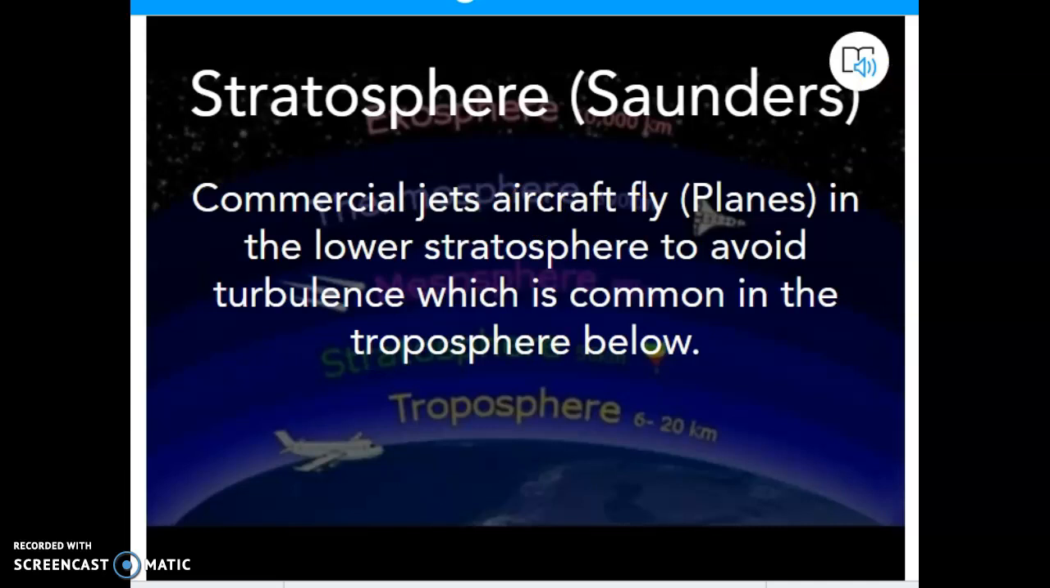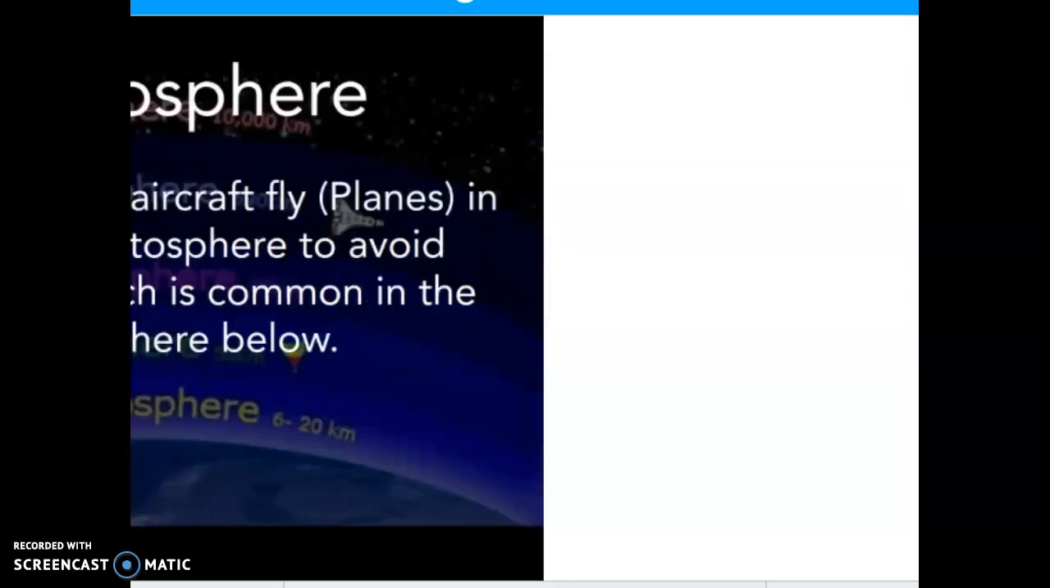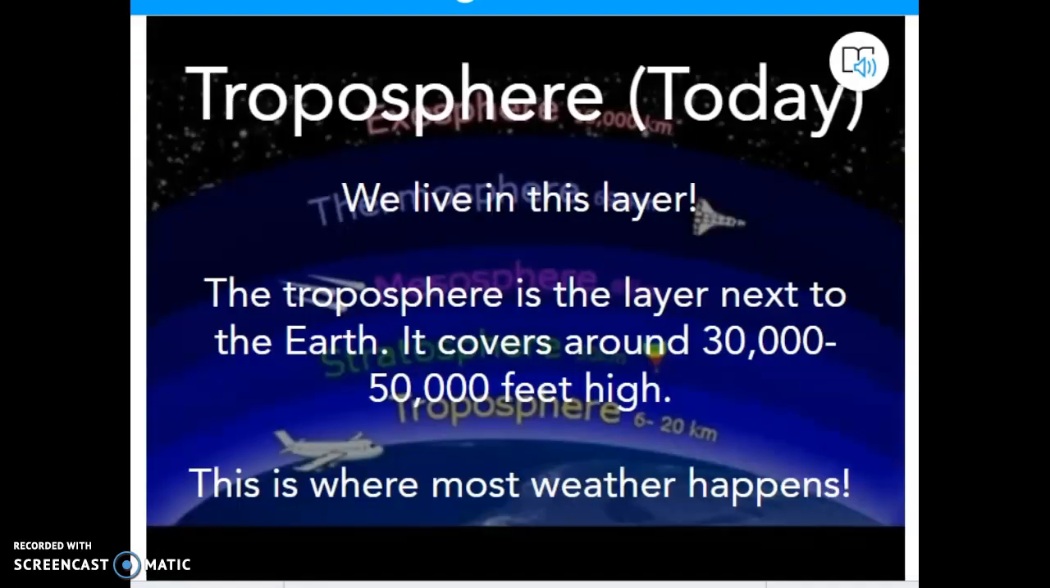Speaking of the troposphere, everybody thank Mrs. Saunders. Today, troposphere, T and T, not TH, because that's the thermosphere.